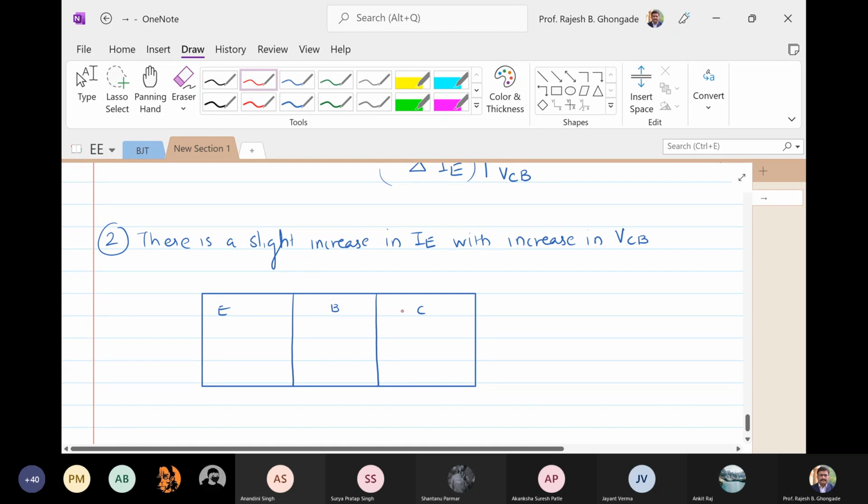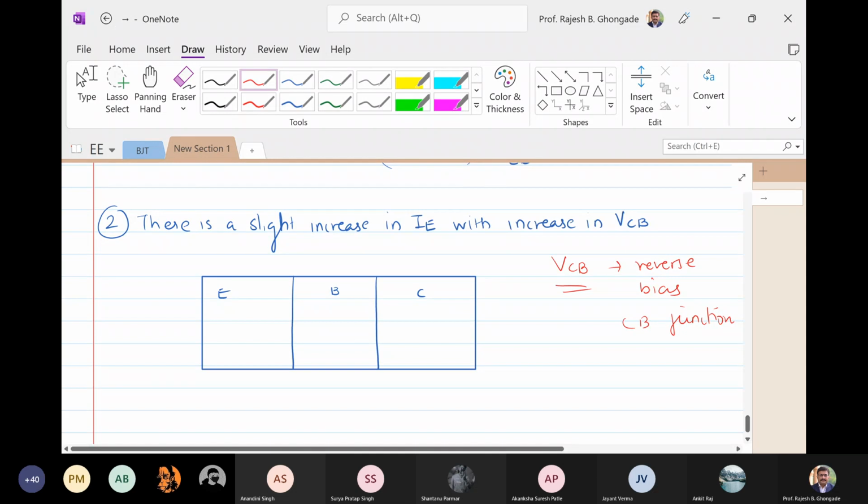तो ये कलेक्टर एंड बेस, यहां पे आप लोग क्या करोगे? VCB अप्लाई करोगे. और VCB क्या होगा? VCB is going to reverse bias. We have already seen this. Reverse bias the base collector or collector base junction. All right. हाँ या ना? तो यहाँ पे डिप्लीशन रीजन जनरेट होगा ना? Yes, sir. Around this you will have depletion region like this.